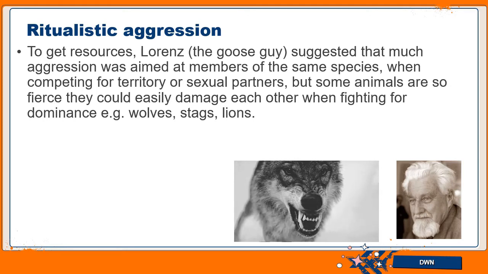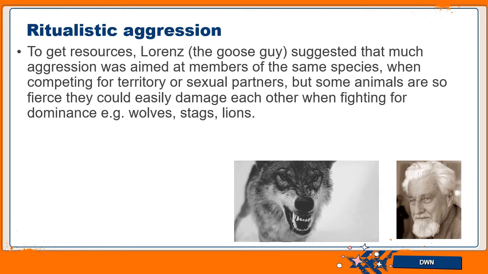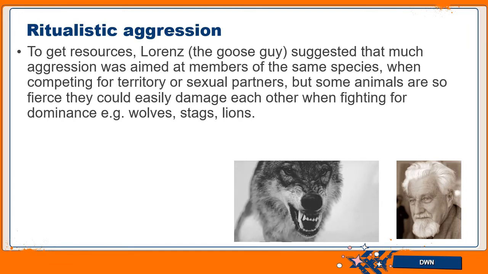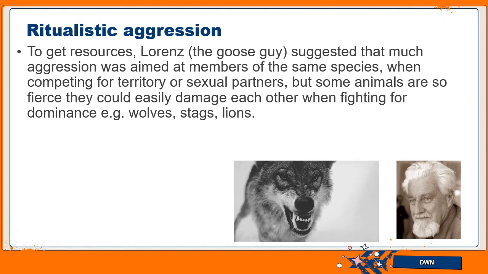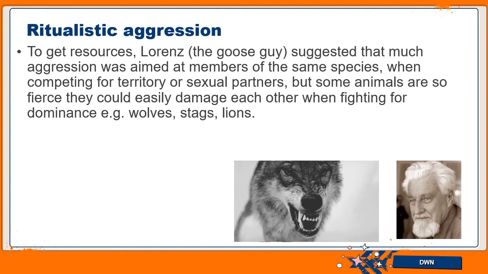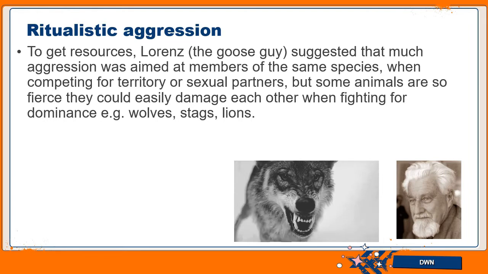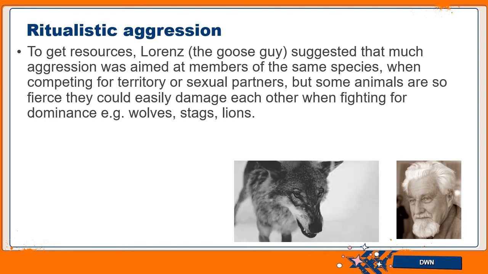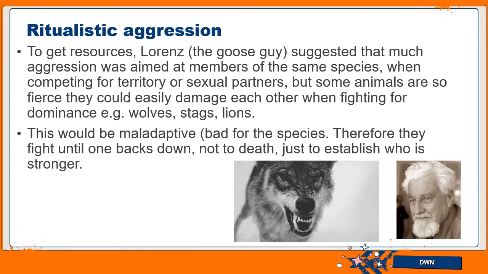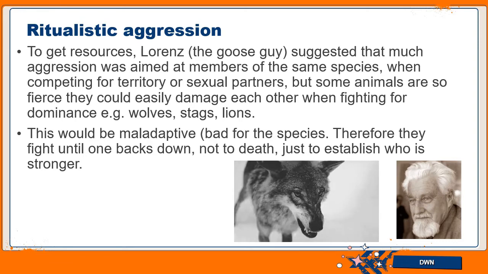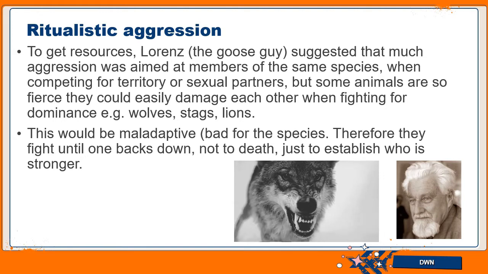Lorenz, who you might remember, the goose guy from Attachment, suggests that actually most animal aggression is ritualistic. Animals are naturally fierce and they can kill each other. Look at that wolf baring his teeth. But the point is, the wolf is baring his teeth so he doesn't have to kill someone. It would be bad for the species if animals just went around killing each other all the time. It would affect the survival of the species.